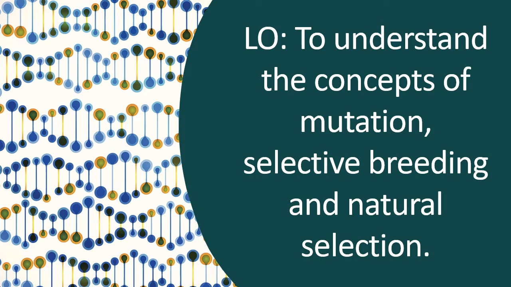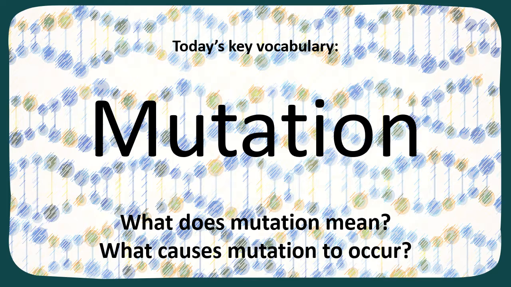So, we are understanding the concepts of mutation, selective breeding, and natural selection today. All of these things link to evolution still. Evolution is an umbrella term with lots of things beneath it. We've already looked at adaptation, we've already looked at inheritance, now we're looking at mutation. So think about what mutation means and what causes mutation to occur.